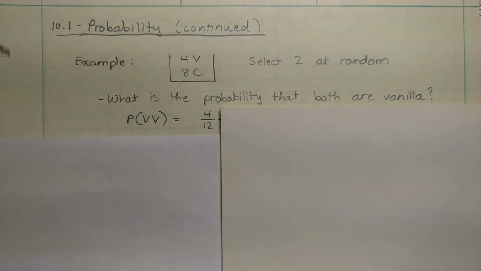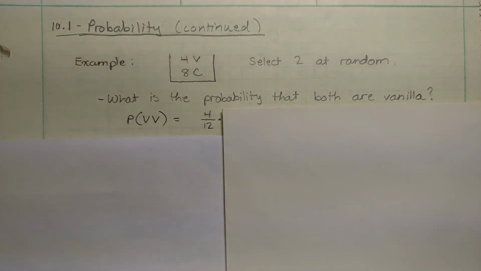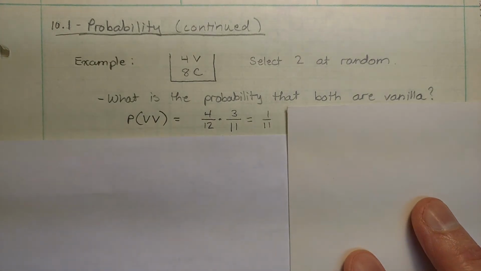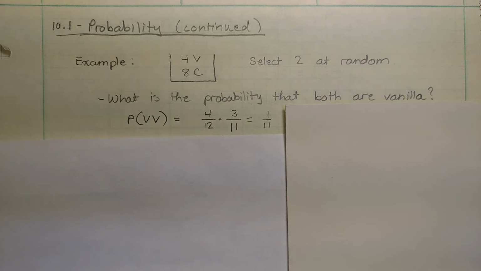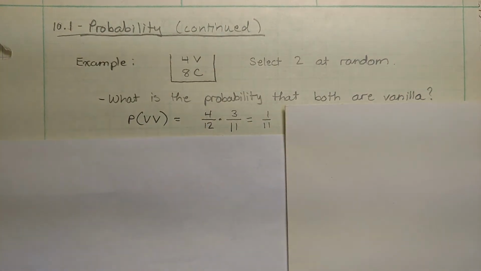Now notice this is an AND situation, so I am going to multiply because I want to get a vanilla and another vanilla. Now the probability of getting the second one vanilla, remember, there's only 3 vanillas to choose from because I've already chosen 1 vanilla, and there's only 11 chocolates total, so it would be 3 out of 11. Multiply those up and we get 1/11th. The nice thing is that 4 times 3 is 12, which cancels with the 12, and we just get 1 out of 11.